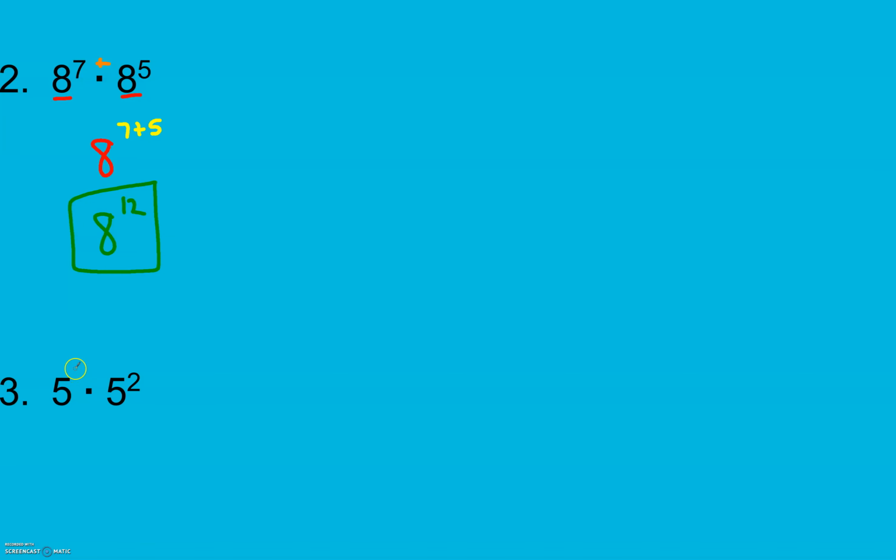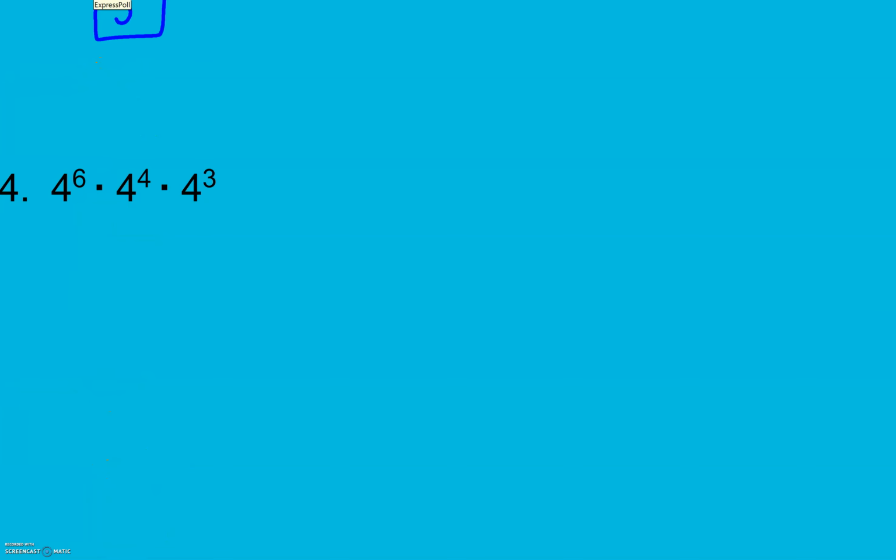Here, when I don't have an exponent shown, remember that my exponent is a 1. So, my bases are both 5s. I can keep that base. And here I can add my exponents. So I take 5 to the 1 plus 2 power, which gives me 5 cubed. Give 4 a try.